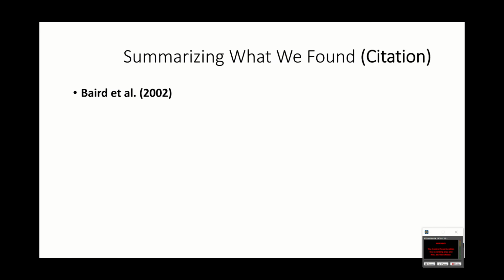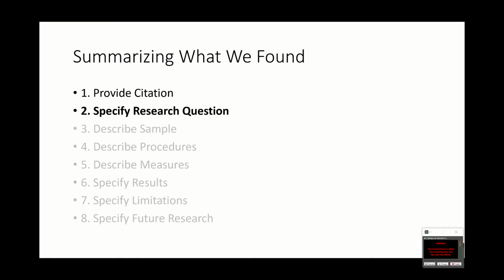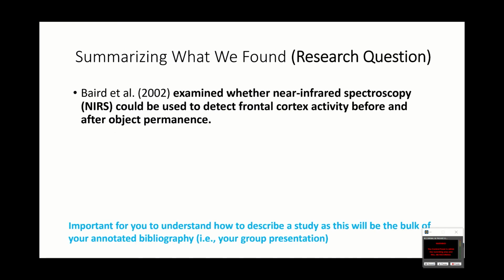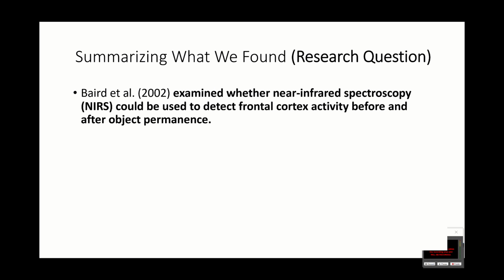The first is to provide a citation. So in this case, we can write Baird et al. We're able to write Baird et al. right off the hop because there's more. Now APA rules allow us to, whenever you have 3 authors or more, the first time you use that citation, you can go right to name the first author and then write et al. Then you're going to specify their research question. Baird et al. examined whether near-infrared spectroscopy could be used to detect frontal cortex activity before and after object permanence.